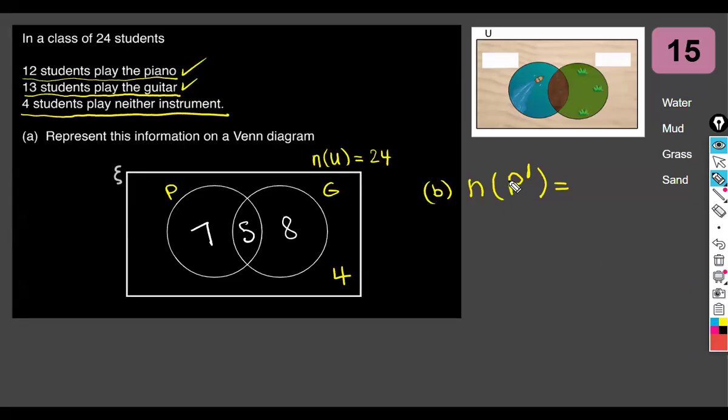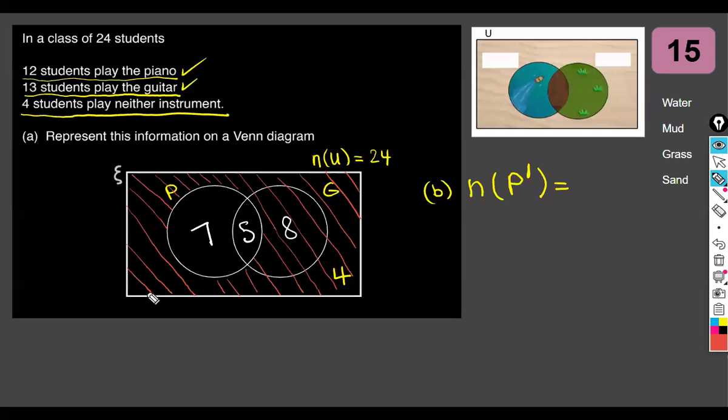That means I have to shade everybody outside the P circle. So isn't this the P circle here with the 7 and the 5? P complement means everybody outside that circle. So I am going to shade everything outside that circle. In other words, who is not P. I never dare go inside that P circle there. So P complement is everything that I just shaded.